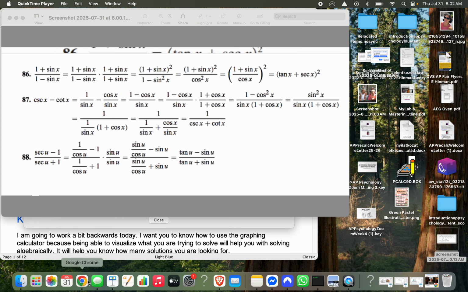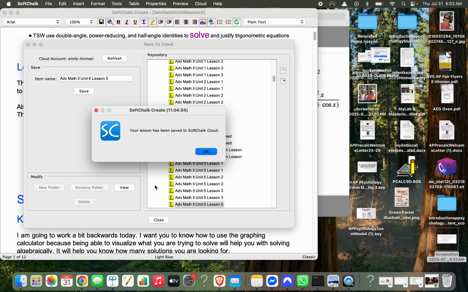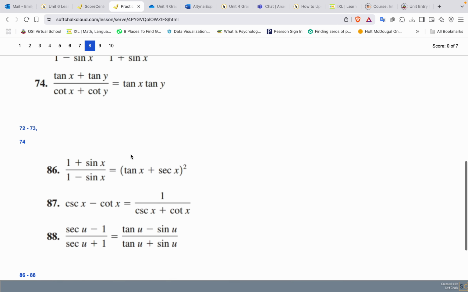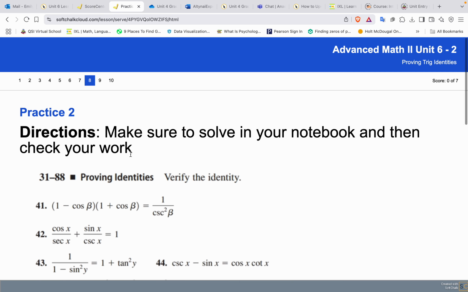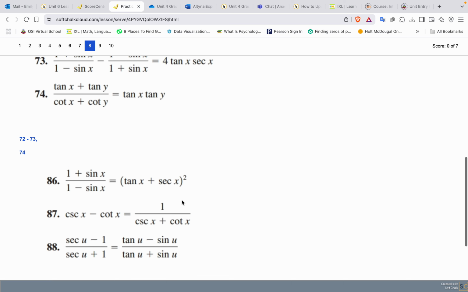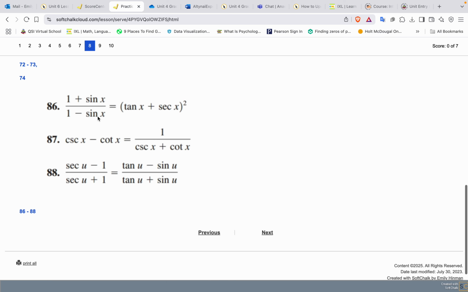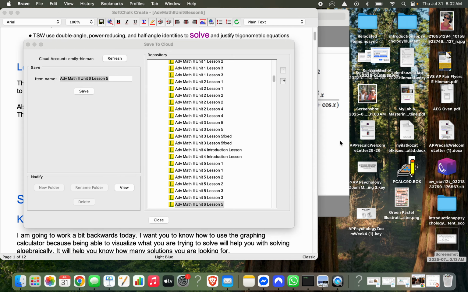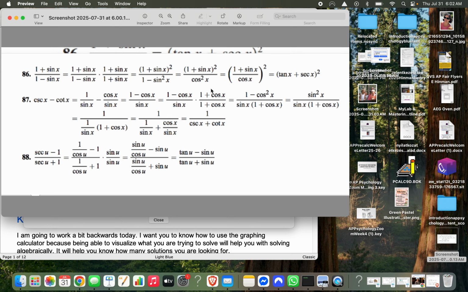Let's just double check. What did the directions say here? In these kinds of problems, we're trying to verify, right? So verify the identity means we're trying to go from this side and get to this side. I don't need to write these out because these were solved. Here we go. Let's just look at the technique.